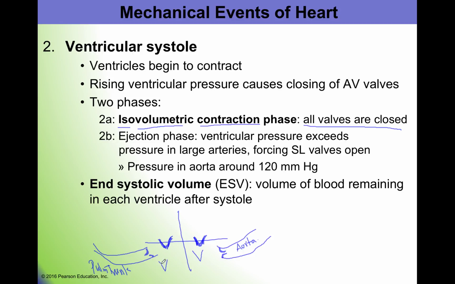As the pressure builds up in both of these chambers, what you'll see is that it's going to be higher than the pressure in your pulmonary trunk and in your aorta. The buildup of pressure in the ventricles is going to open up your semilunar valve right here and the semilunar valve right here, and allow the blood to go through the pulmonary trunk and through your aorta. Typically, this pressure in the aorta is about 120 millimeters of mercury. That represents your normal systolic blood pressure.